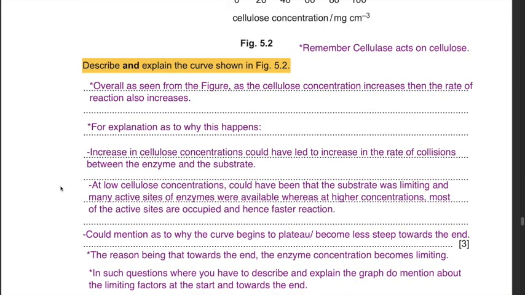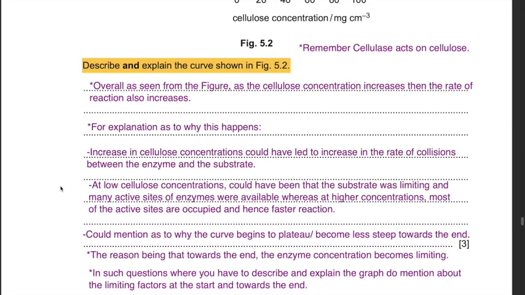Another key thing you should remember is that cellulase acts on cellulose, as mentioned in the question above. So, overall, as seen from the figure, as the cellulose concentration increases, the rate of reaction also increases. That is the overall trend. For explanation as to why this happens, an increase in cellulose concentration could have led to an increase in the rate of collisions between the enzyme and the substrate. In such questions, think about the rate of collisions or the collision frequency. As there is an increase in cellulose concentration, it could have led to an increase in the rate of collisions between the enzyme and the substrate, that is, between the cellulase and the cellulose.